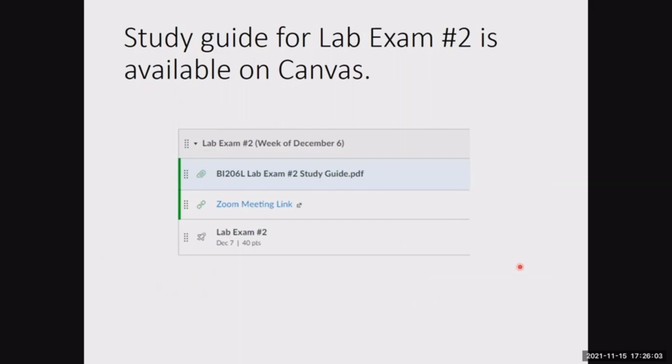Finally, and because we're in this remote environment, emphasizing it here, the study guide for lab exam number 2 is available on Canvas. If you go to the module for lab exam number 2, you'll find the study guide. Lab exam number 2 is going to correspond to the questions and activities associated with labs number 5, 6, 7, and 8. So the last 4 labs, the second half of the lab.